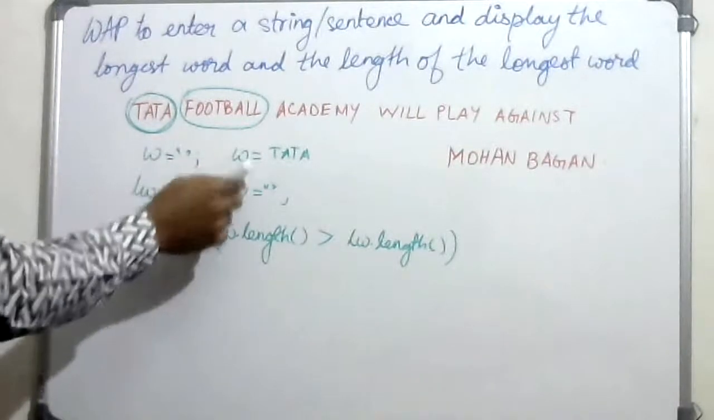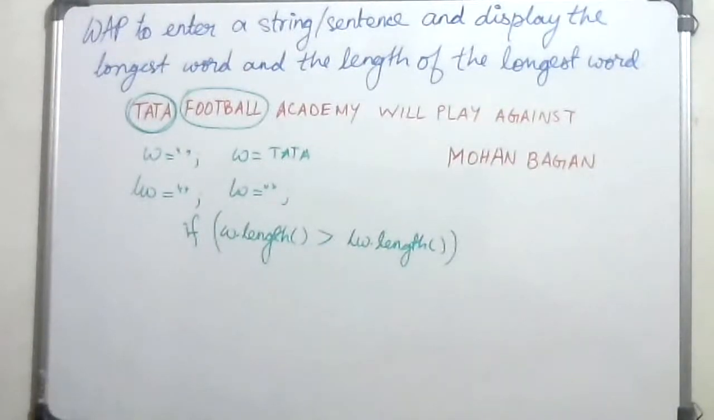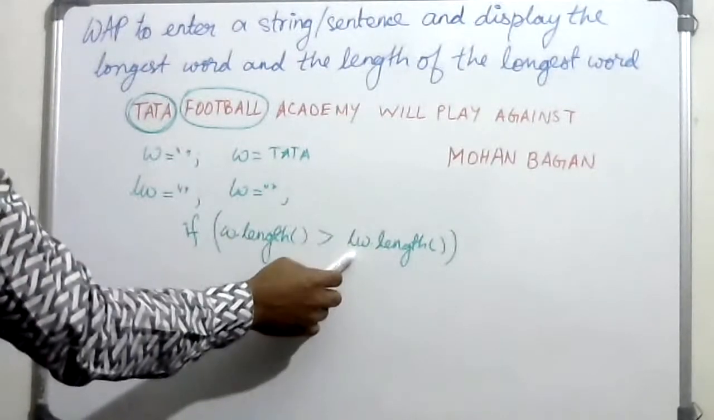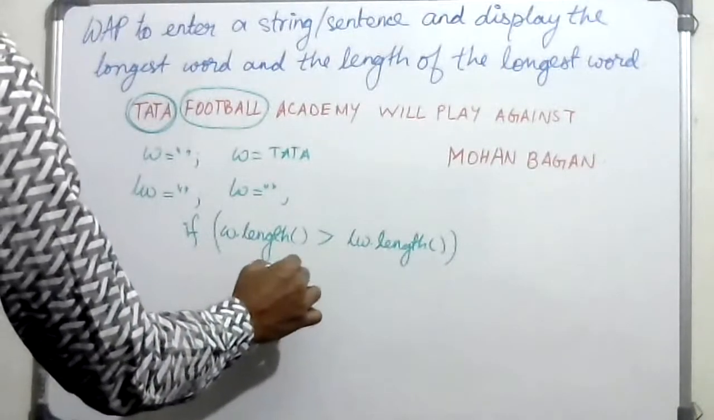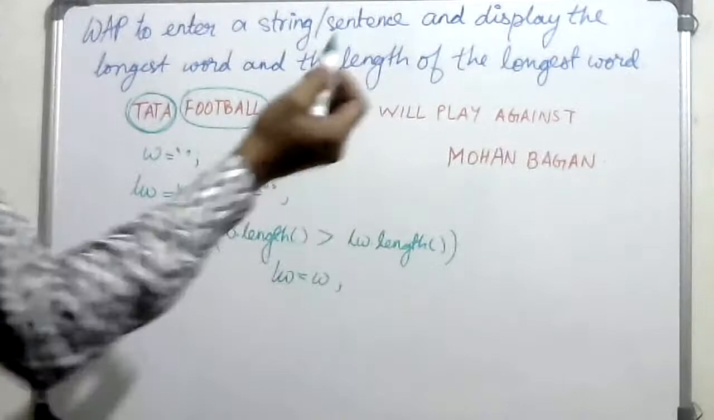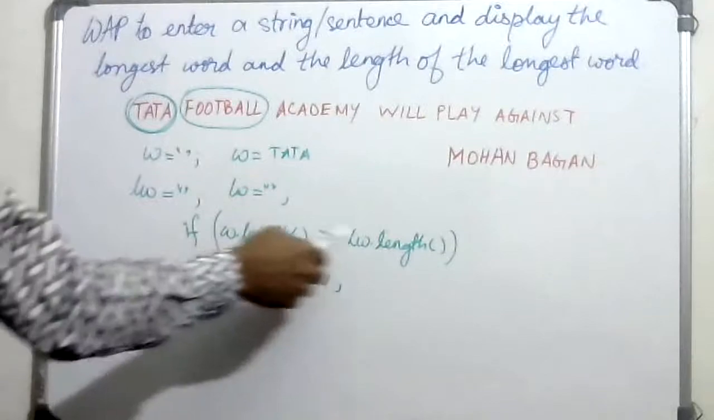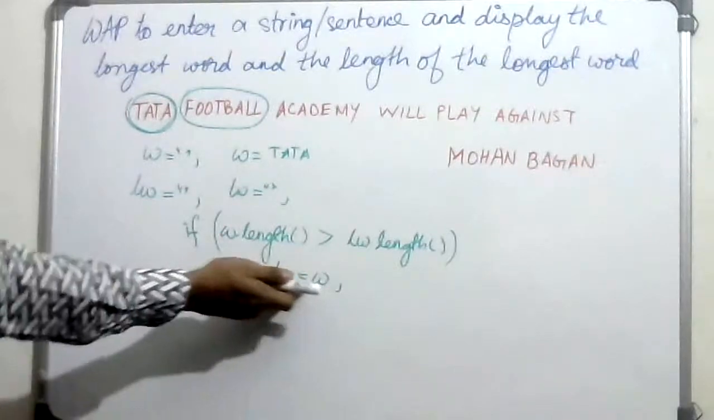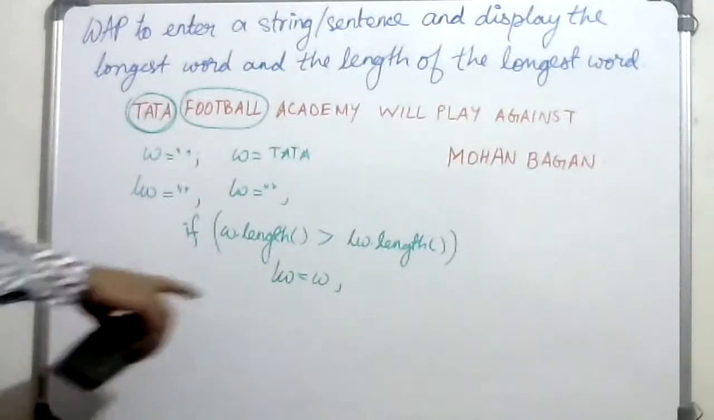So we are using the length function to calculate the length of each word on the go. W is the current word, and LW is the longest word, which is initially null at the first iteration. We'll calculate W length and check if it is greater than the length of the longest word. If it is, we'll just do LW is equal to W, which is now the new longest word, because if the current word is greater than the longest word, then the current word becomes the longest word. That is what we are doing here, and in that way we'll find out the longest word. At the end, when we reach the end of the sentence, we'll have the longest word in LW.